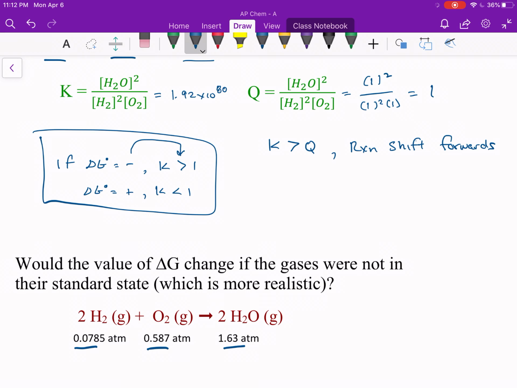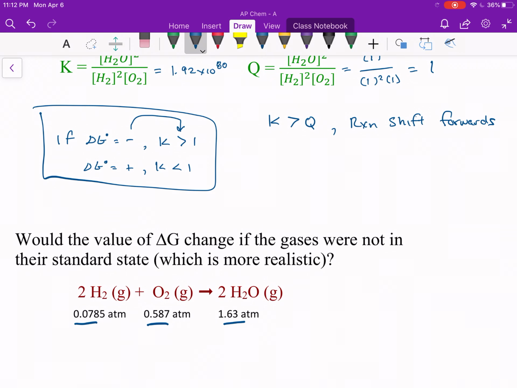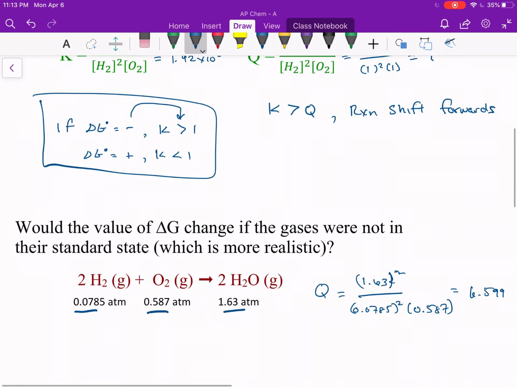One thing that we learned before is that Q in this case would be equal to 1.63 squared over 0.0785 squared times 0.587, and that would be equal to 6.599, right? And again, we know K is still greater than Q, so the reaction's still going forward.